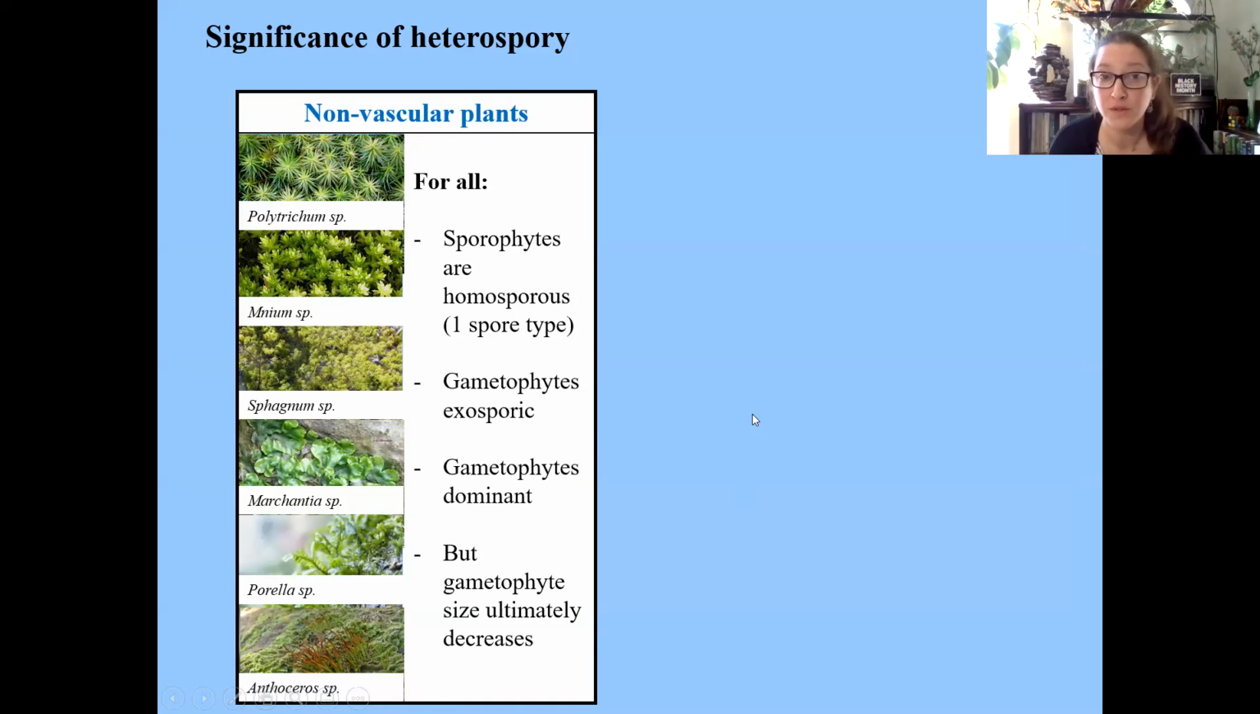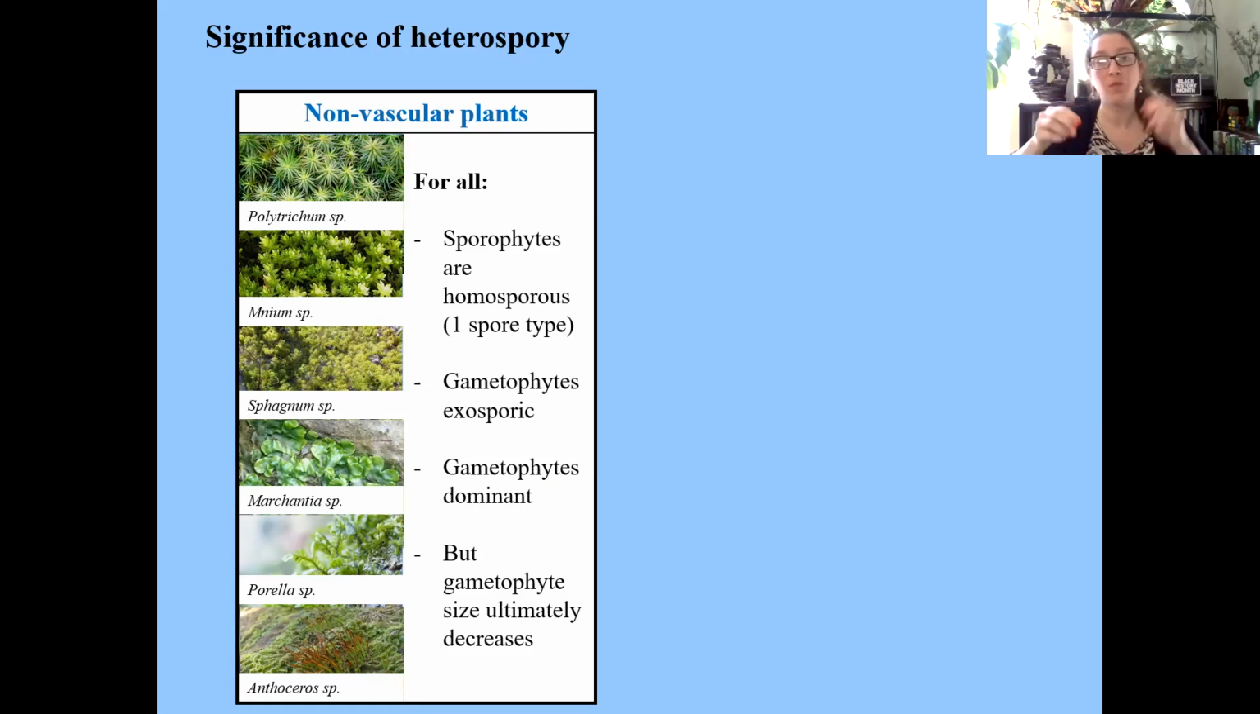And for all of those, the sporophytes only make one type of spore. So they're homosporous. And for all of those, the gametophytes grow outside of the spore wall. Well, that makes sense because the gametophytes are dominant in those, so they need to get big, so they can't stay inside of a spore wall. So they are exosporic.